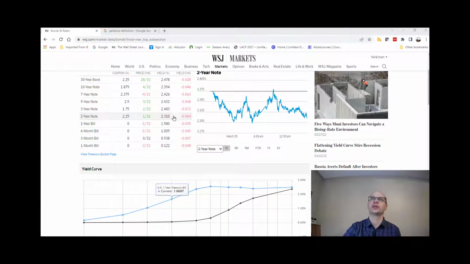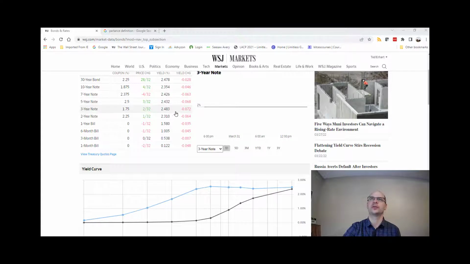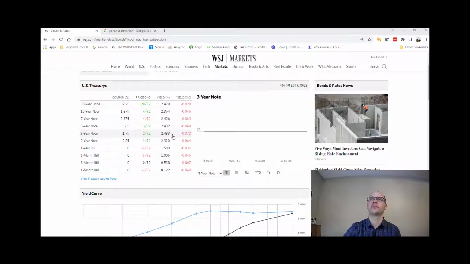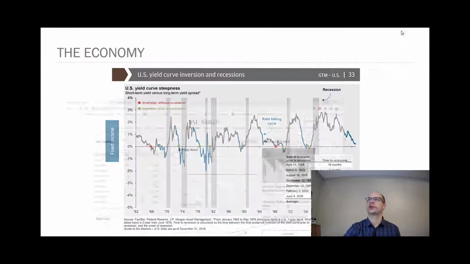Most notably, the 3-year Treasury right now at 2.48% is actually slightly higher than both the 10-year and the 30-year. So economists care about this because if we look at the post-World War II era, an inverted yield curve has preceded every recession. So I want to pan over to a chart I showed.